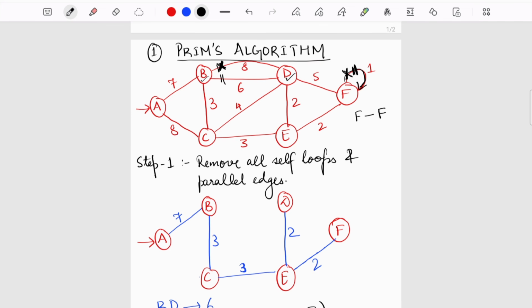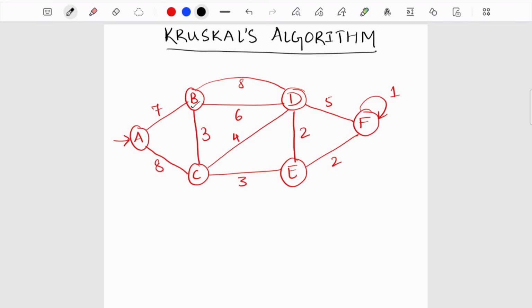Okay, I hope this algorithm is clear to you all. Now we want to find the minimum spanning tree and its cost of the given graph using Kruskal's algorithm. If we see Kruskal's algorithm step by step, the first step is the same as in Prim's, which says that we have to remove the loops, self loops, and the parallel edges.